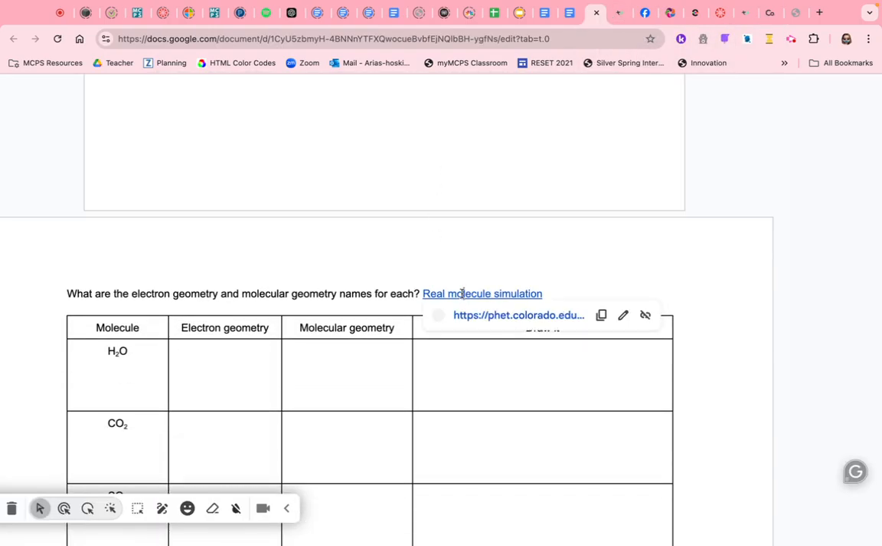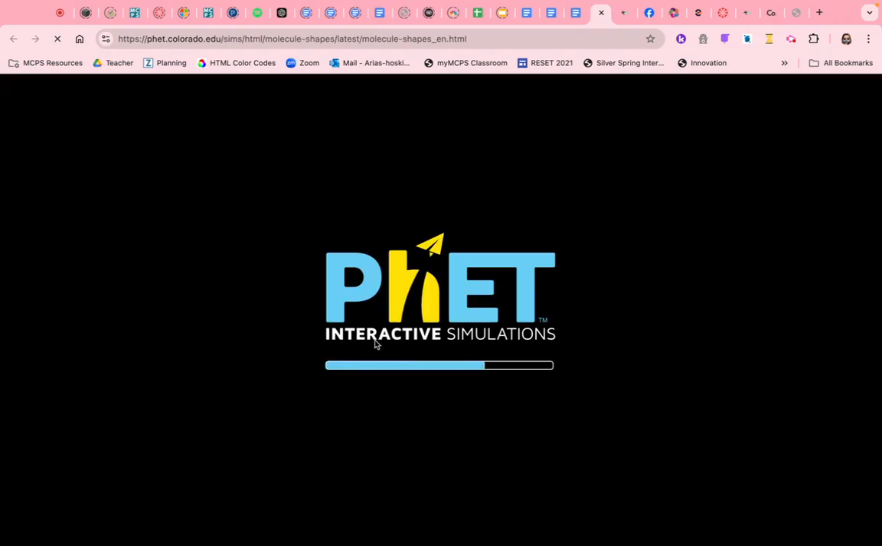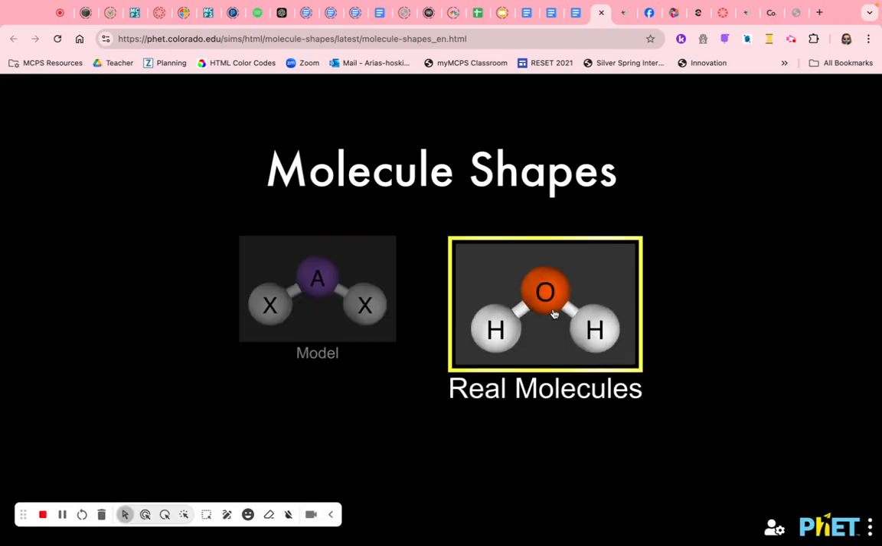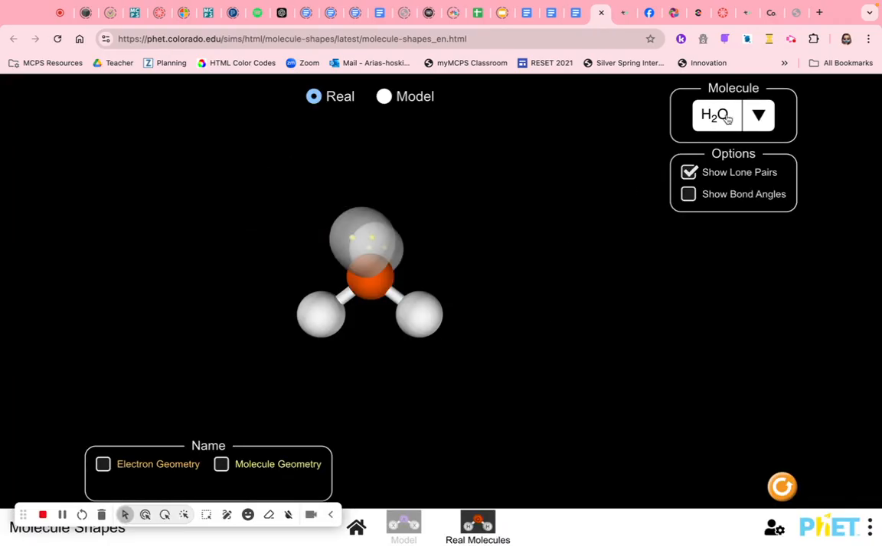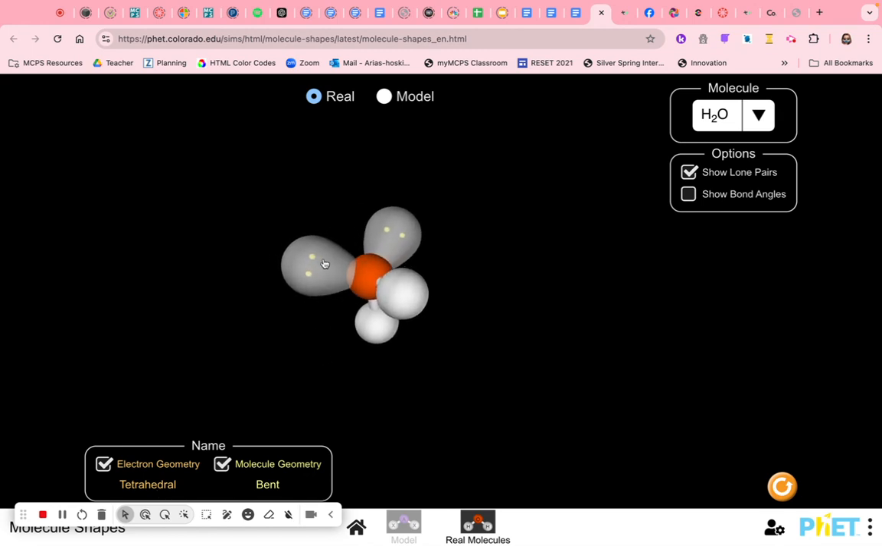So you're going to go to the simulation. You're going to click where it says real molecules. And if you look in here, the first thing is H2O, which means water. You're going to click where it says electron geometry, molecule geometry. If you look in here for electron, it means tetrahedral. That means that there's four what?